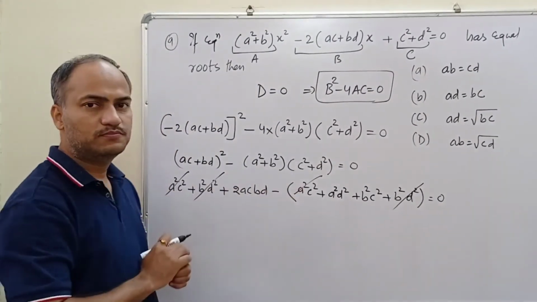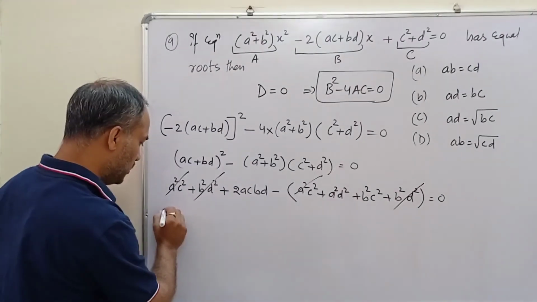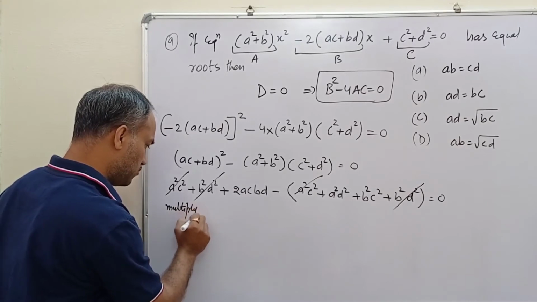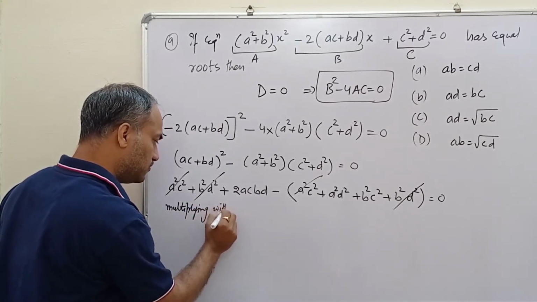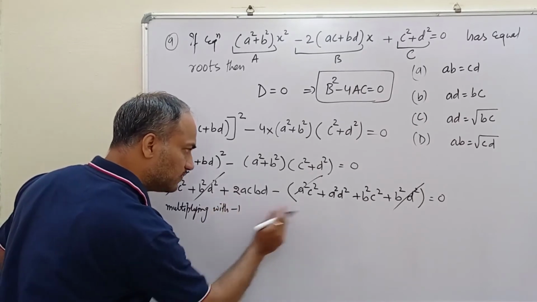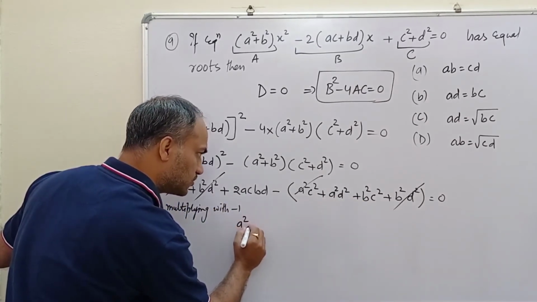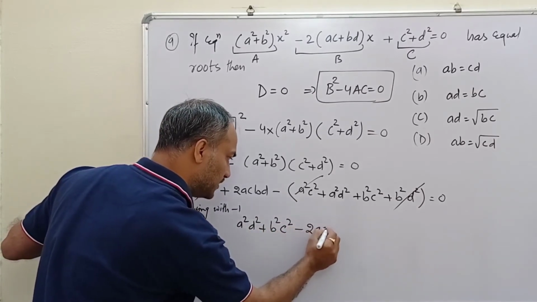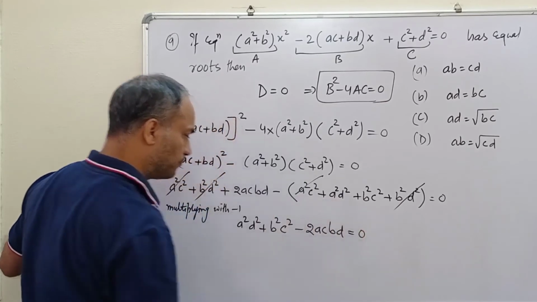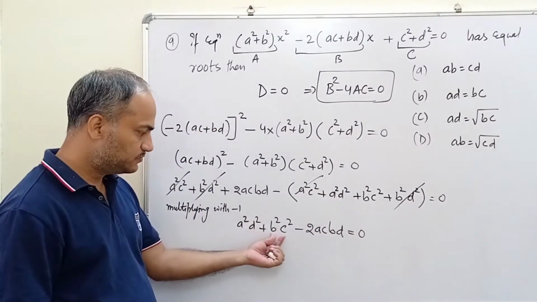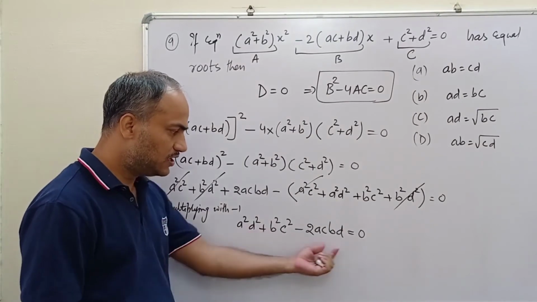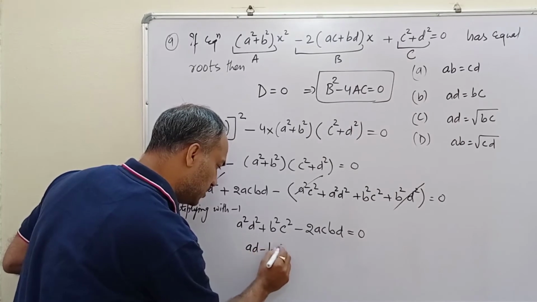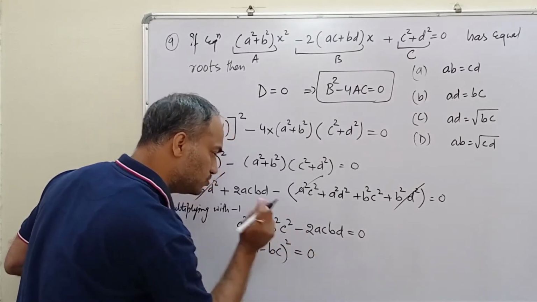Now this term is positive and these two are negative. So let us multiply throughout with minus sign, multiplying with minus 1. Okay, so this will become negative and these two will become positive. So a square d square plus b square c square minus 2ac bd is equal to 0. Here we see this is a square, this is b square and product of these a and b is here. So it means this is ad minus bc whole square which is equal to 0.